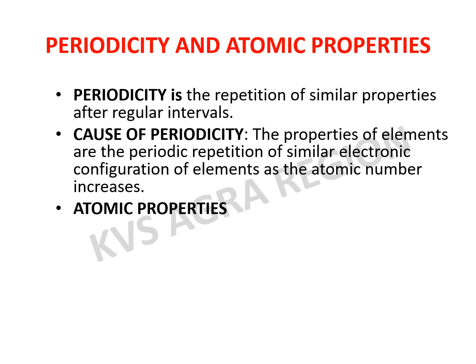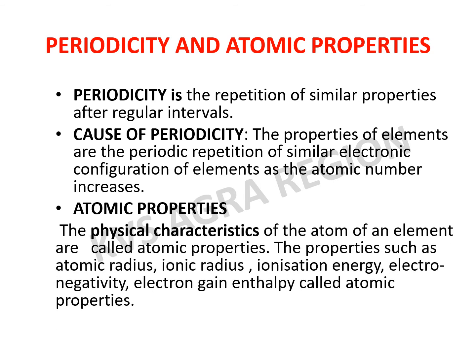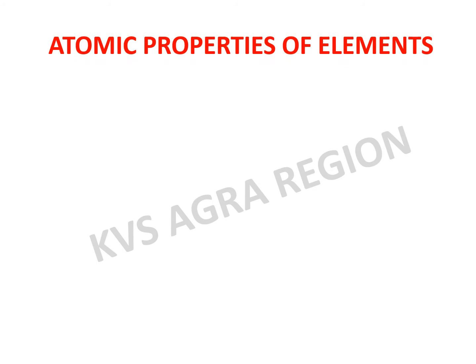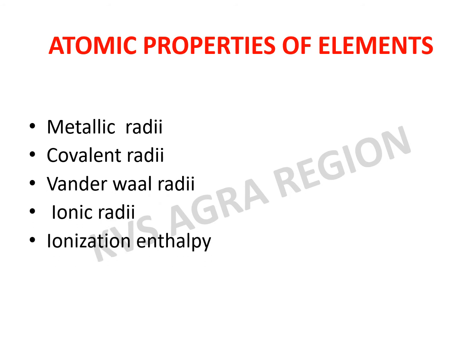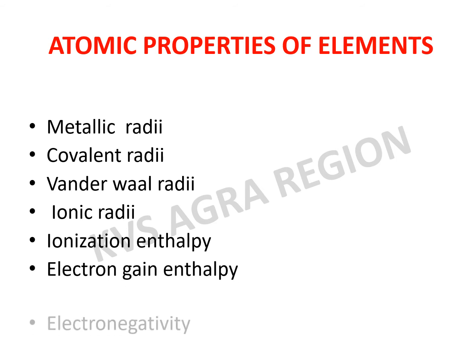Atomic properties are the physical characteristics of the atoms of an element. The properties such as atomic radius, ionic radius, ionization energy, electronegativity, electron gain enthalpy are known as atomic properties. Atomic properties of elements: metallic radii, covalent radii, van der Waals radii, ionic radii, ionization enthalpy, electron gain enthalpy, electronegativity are to be studied.